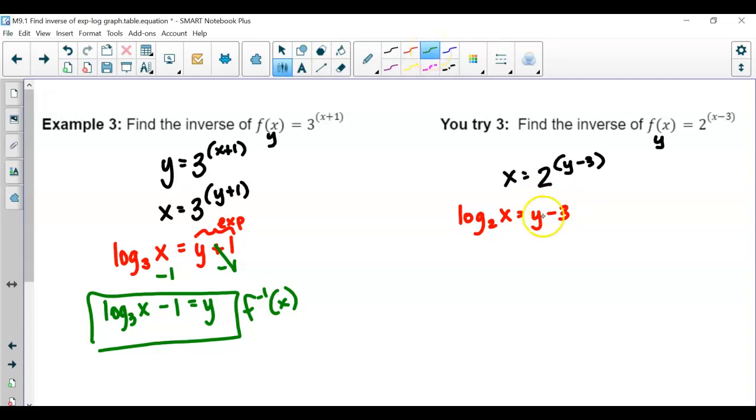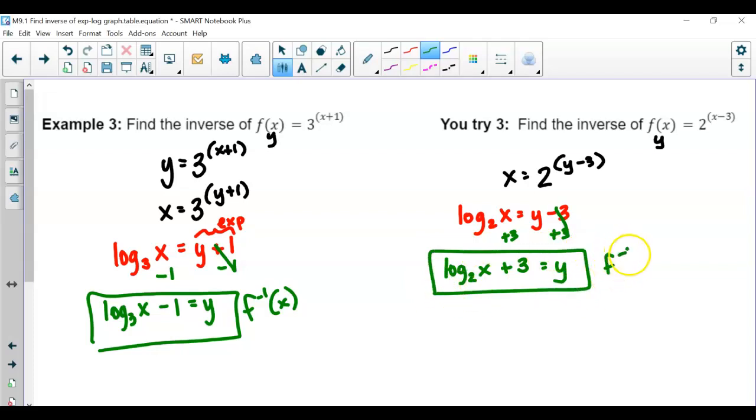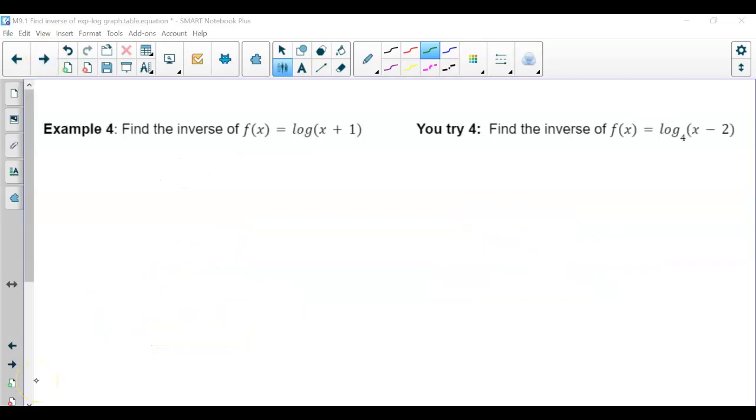Now notice we're solving for y, but we're subtracting 3. So now you should add 3 to both sides. So you've got log base 2 of x plus 3 is equal to y. And this is the inverse function of the original function that was provided. And so same thing again, but notice how we're writing the inverse of a logarithm.